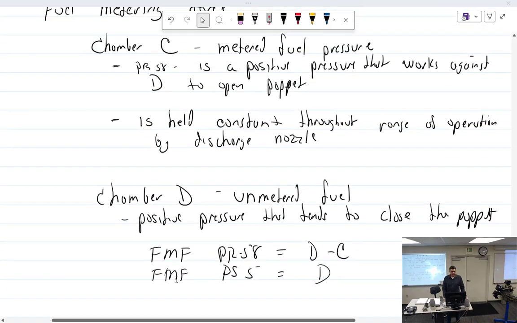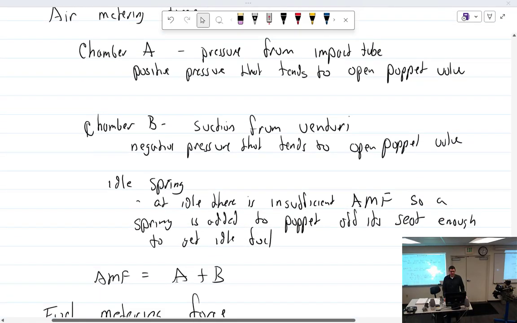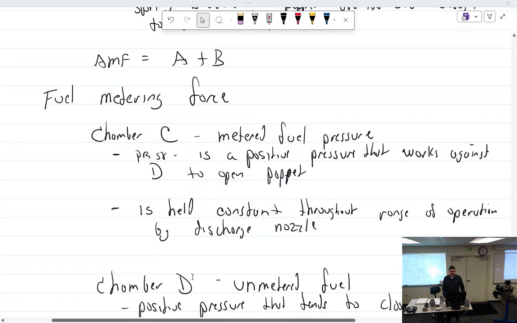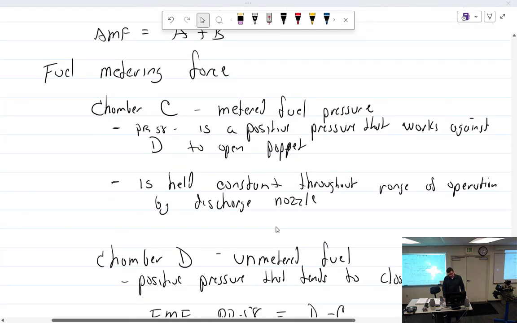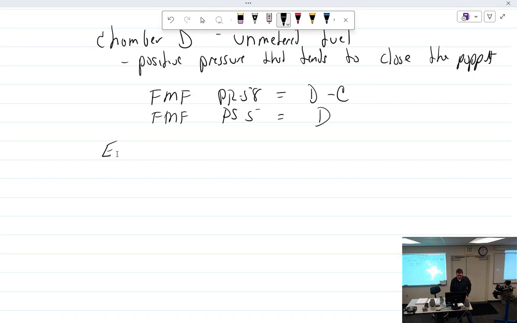All right, so talking about our chambers, we have chamber A, which is impact. Chamber B is, C is, D is, and then we have chamber E, inlet, so fuel pump pressure. Chamber E is fuel pump pressure.